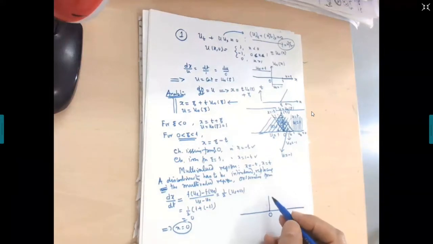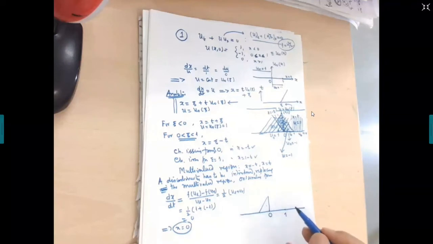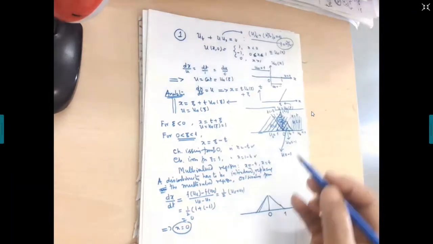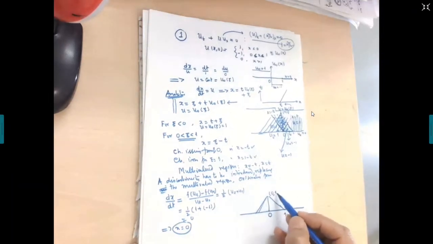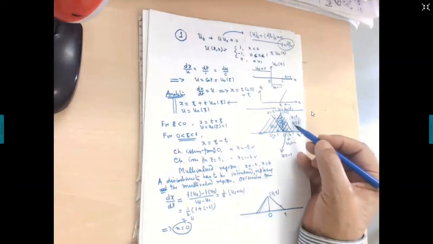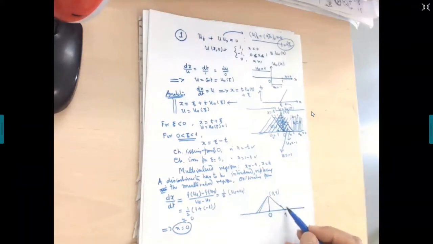This discontinuity extends from 0 up to 1. This is the point (0, 1). What happens on the right? On the right, it is an expansion fan. This is your u is equal to 0 in this region. Here u is 0. Here u is equal to 1. Very nice.